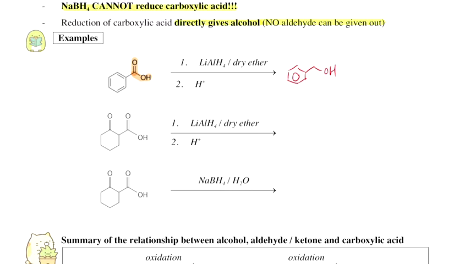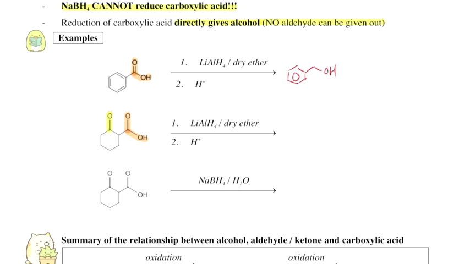Let's take a look at the second example. We have this molecule. Again, we treat it with a strong reducing agent, lithium aluminium hydride. Remember, lithium aluminium hydride is a very strong reducing agent, so it can reduce aldehyde and also it can reduce carboxylic acid. So double check our molecule here. The molecule again has a COOH group. But here you also need to pay attention. It has this ketone group here.